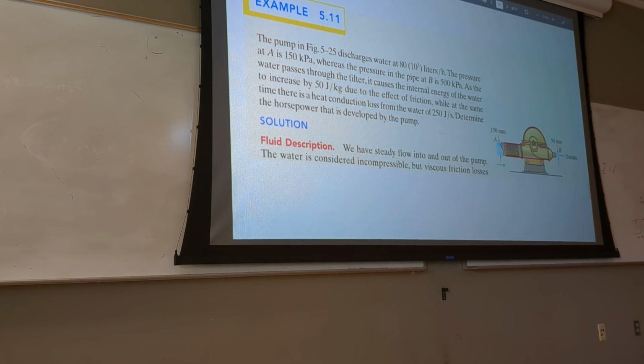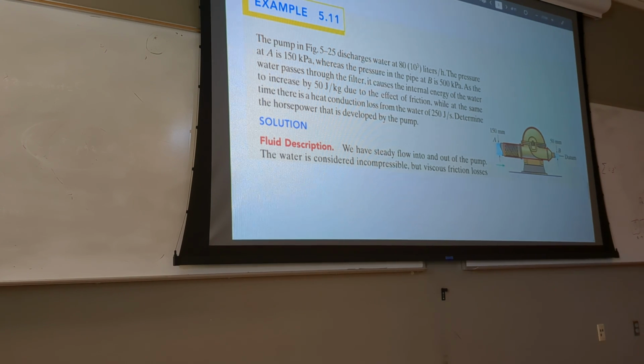So you have that filter here, and that causes the change in internal energy. You see that delta U we had in the Bernoulli, in the energy equation? That is plus 50 joule per kilogram mass because of that filter. And then it says we also have conduction loss.